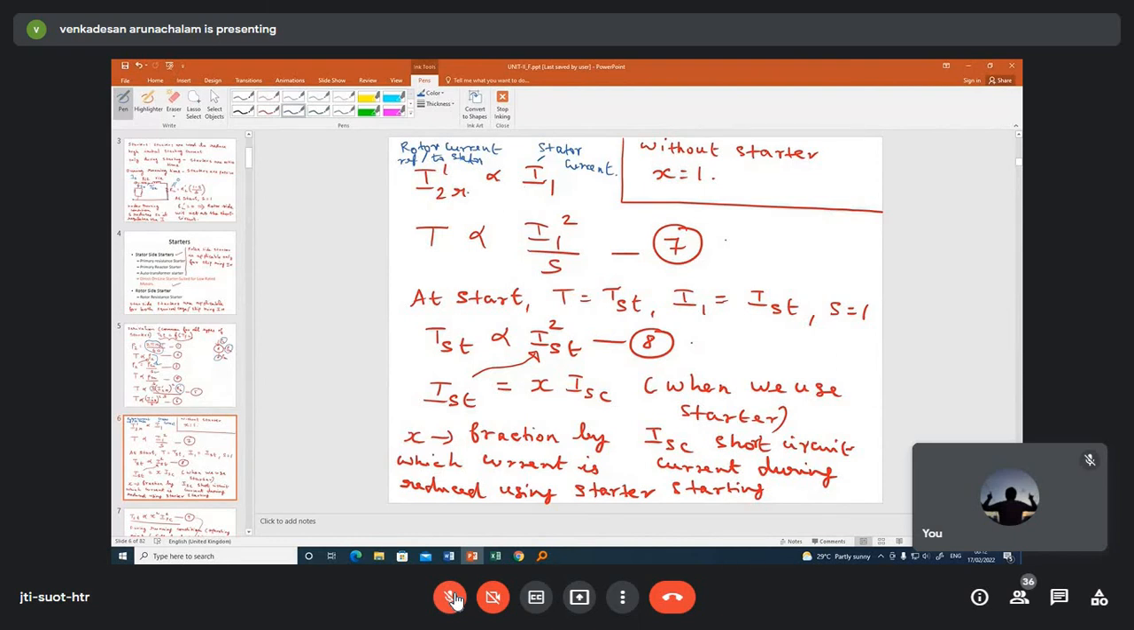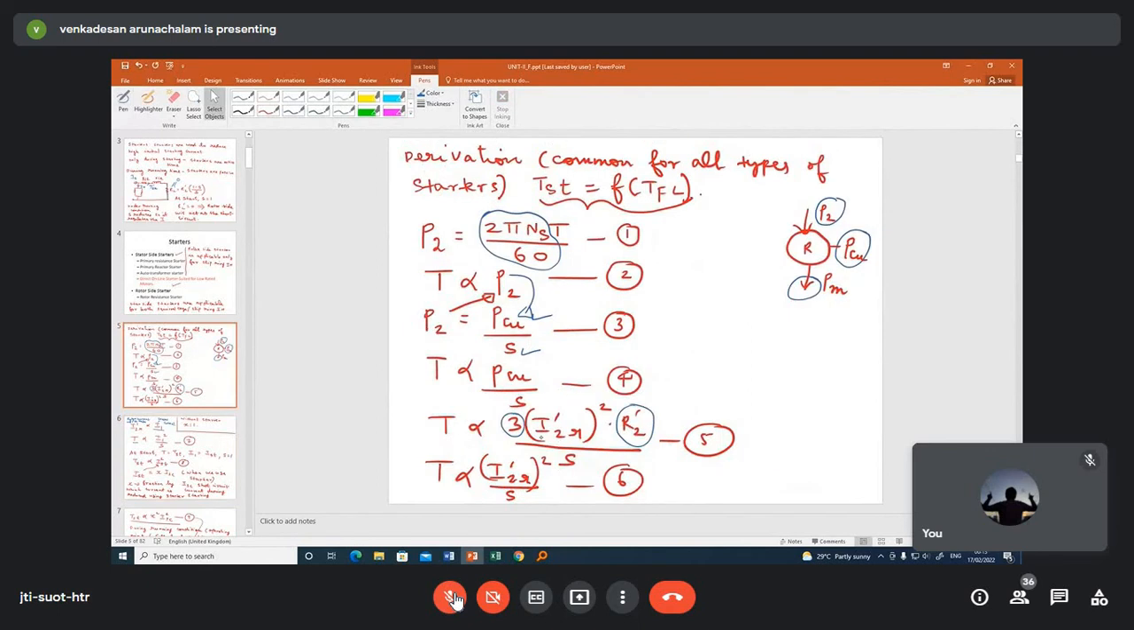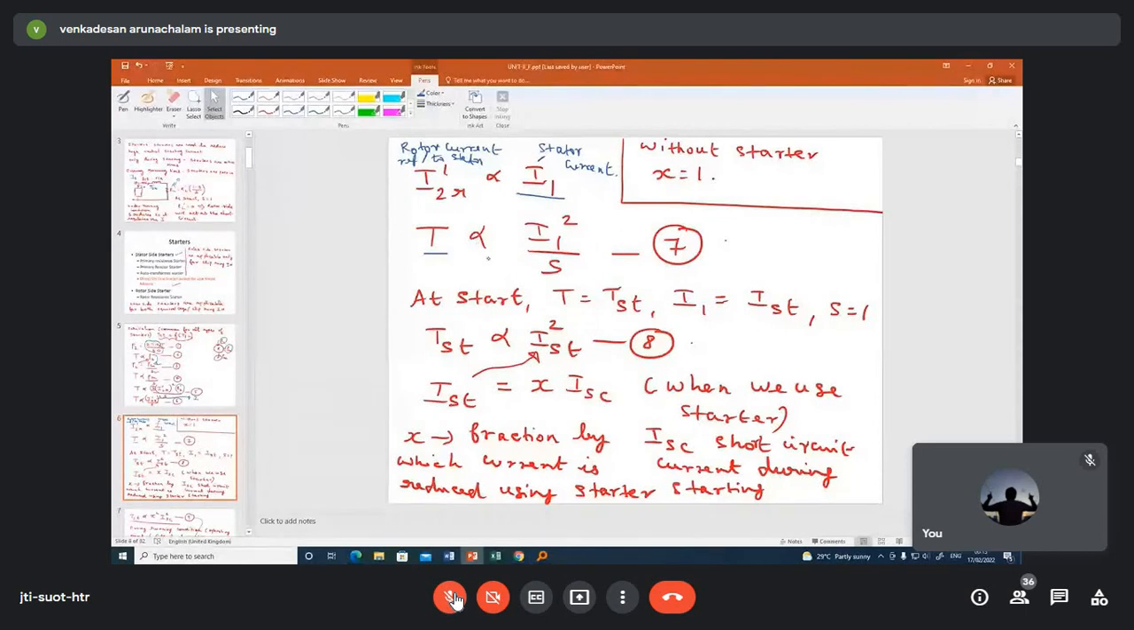Now I2' is proportional to I1. So the torque equation I can write is proportional to I1 squared by S. This I2', I am writing in terms of I1. So that is this equation: torque is proportional to I1 squared by S.